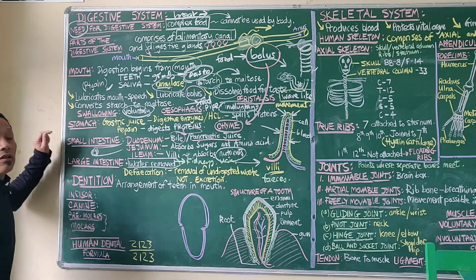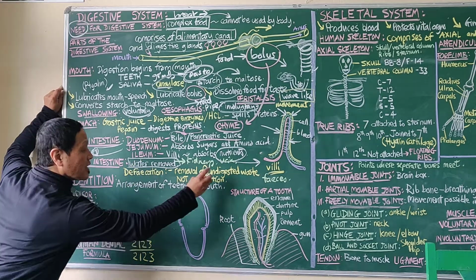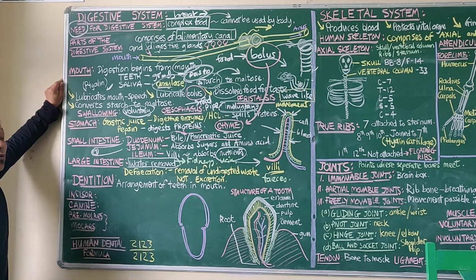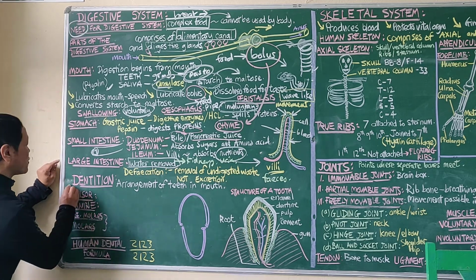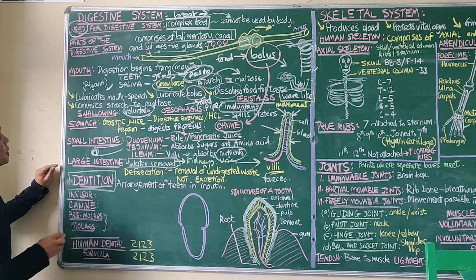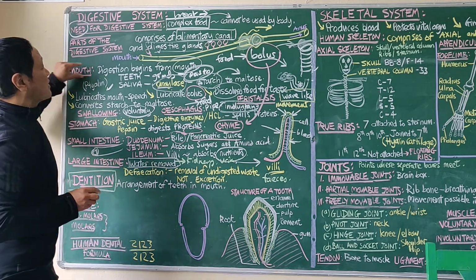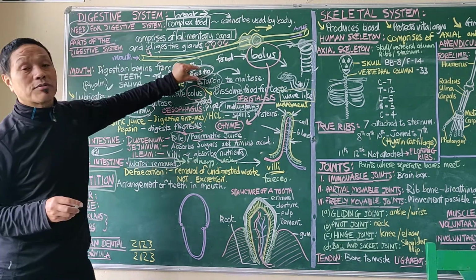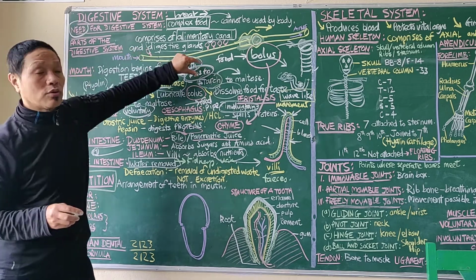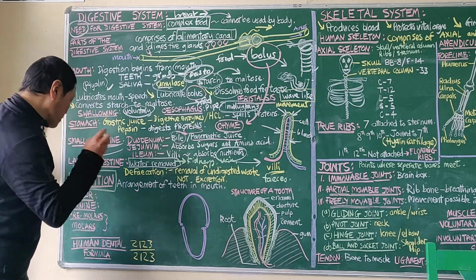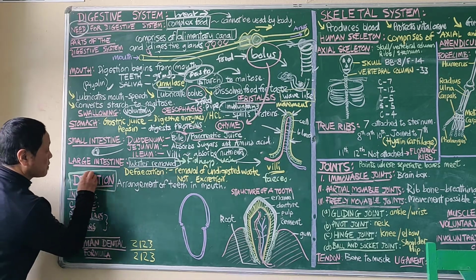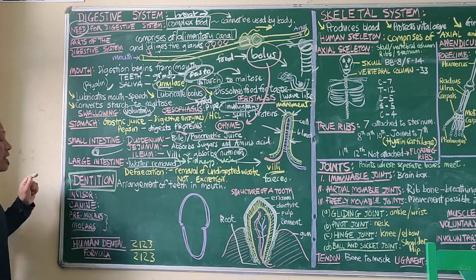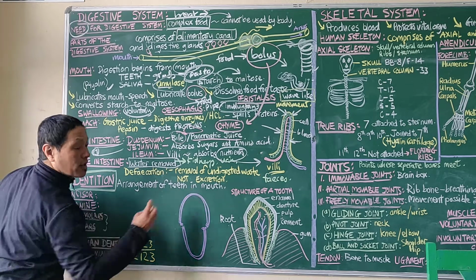So, defecation is the removal of undigested waste in the form of feces. Then we move on to dentition. We talked about how the mouth has teeth, which helps turn the food into a paste. So we come and just discuss a little bit about the teeth. Dentition is the arrangement of teeth in the mouth.